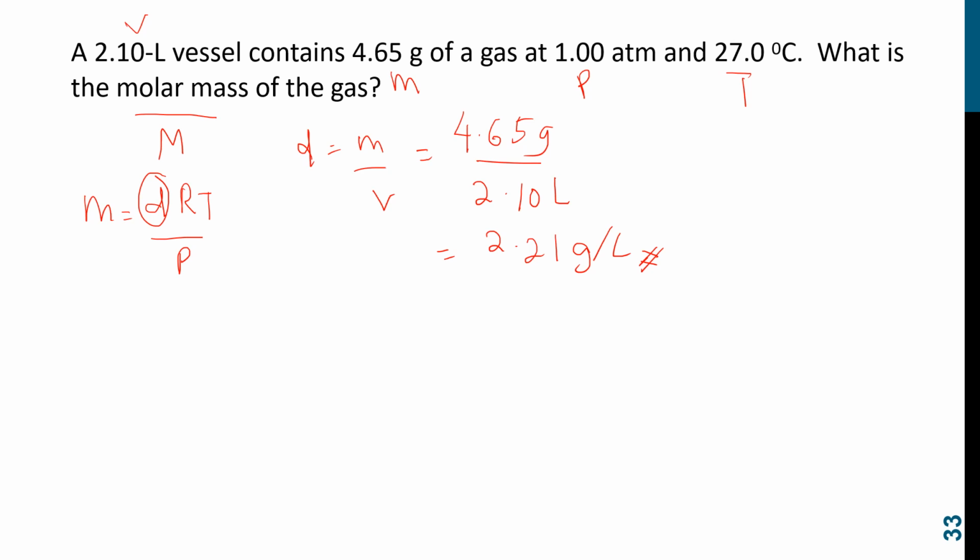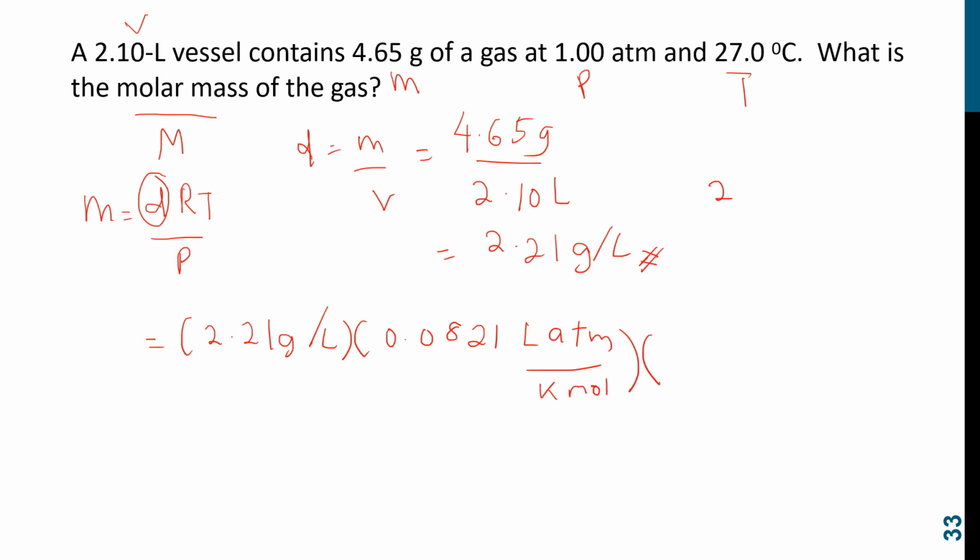Then we can put it into the formula: 2.21 gram per liter times 0.0821 liter atm per Kelvin per mole times 27 plus 273, which equals 3.15 Kelvin.